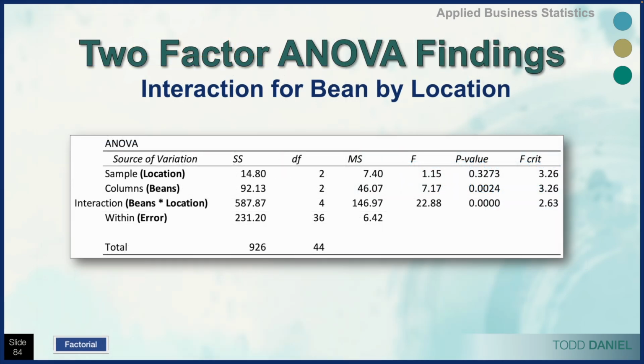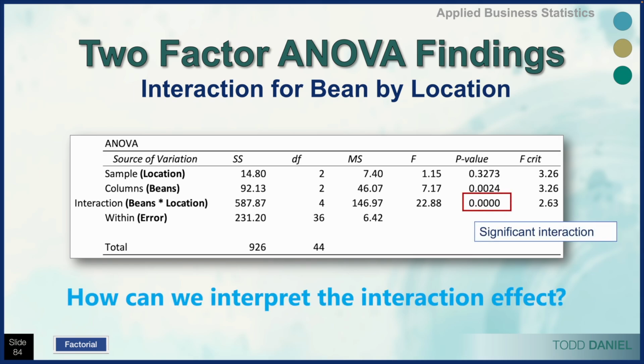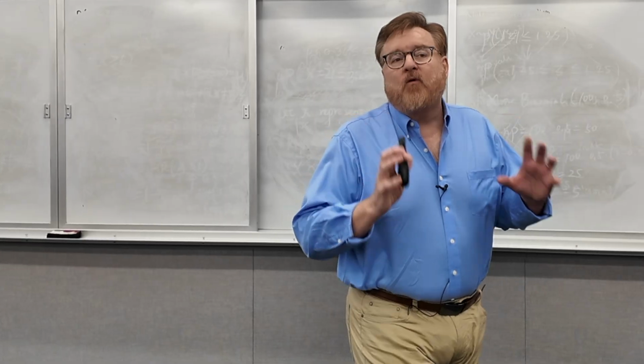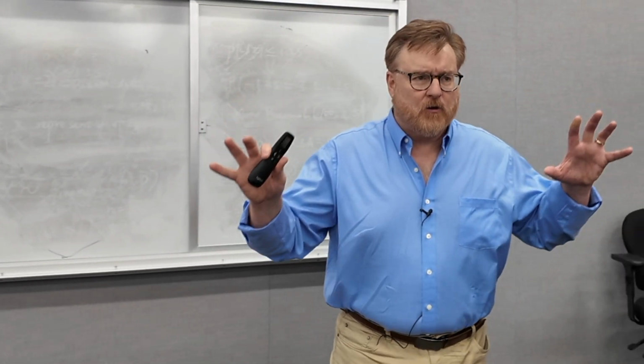Here are the findings for the interaction. Our p-value, 0.000, that's a small probability. Our F-value is 22.88. That exceeds our critical value. We do have a statistically significant interaction between type of bean and location. But before we do any more interpretation, let's get our effect size.